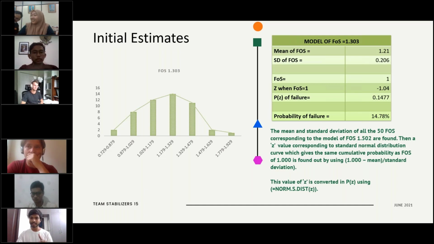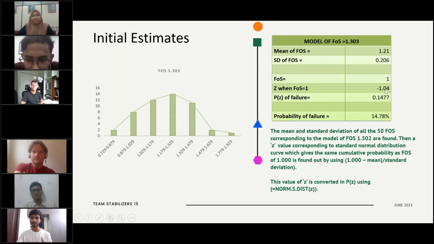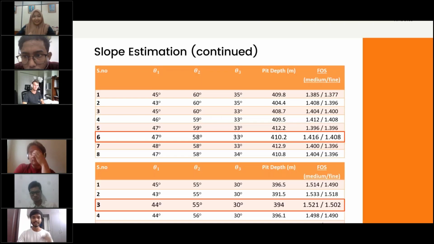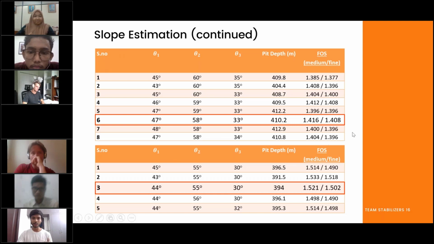So we converted this into a z value for a standard normal probability curve, which came out to be minus 1.04, for which the corresponding cumulative probability of failure is 0.147, that is 14.7%. And that came as a shock. So for reducing the probability of failure, we stepped up our FOS in steps of 0.1. In a similar way, we did optimization for 2 more slopes, just to make it less time consuming.